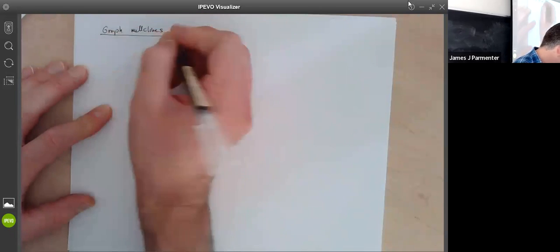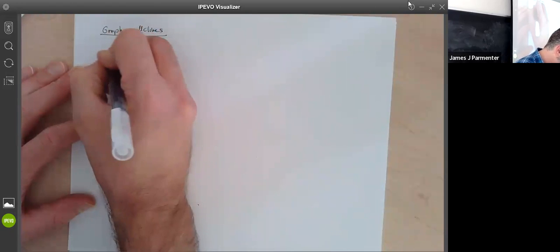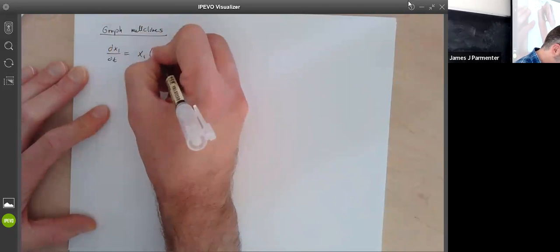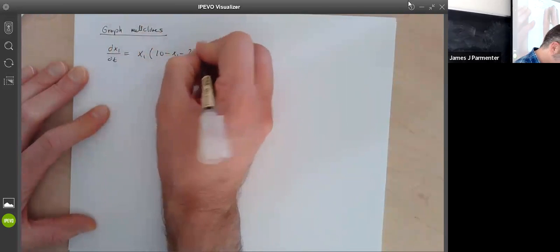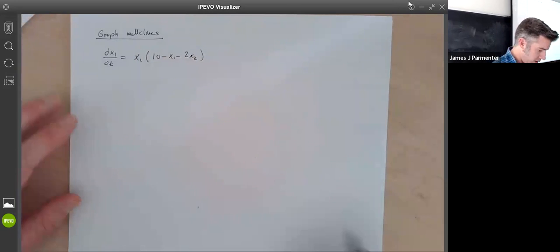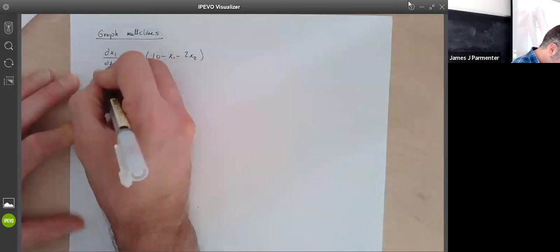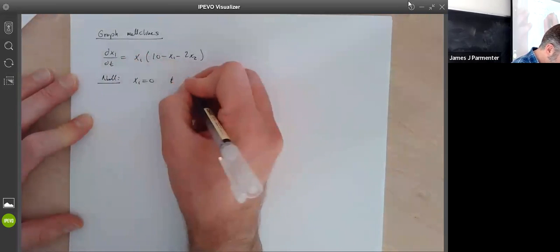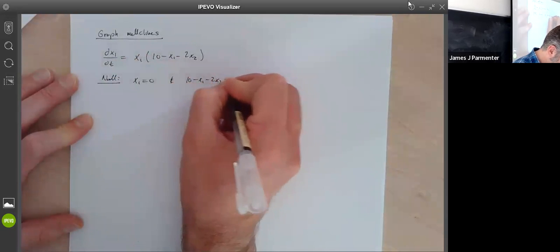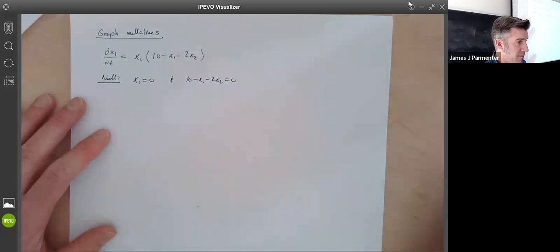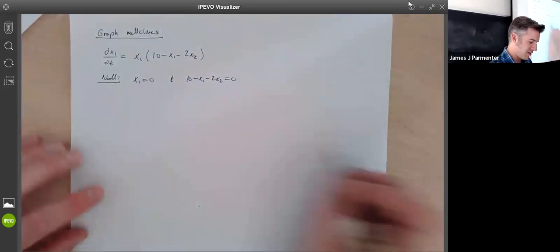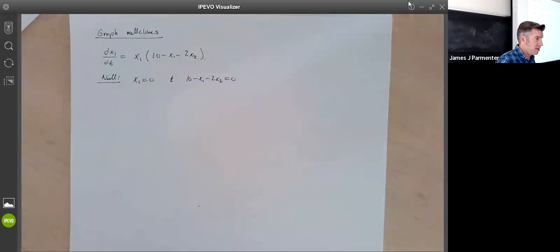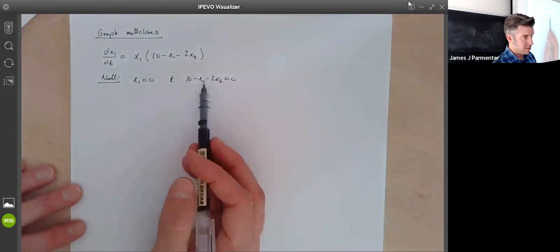Here are our equations. We have dx1 dt, and I'm going to write it factored this time: x1 times (10 minus x1 minus 2x2). So my null lines for this one are either going to be x1 equal to 0 and 10 minus x1 minus 2x2 equal to 0. To make it easier to graph, this is going to be a line. You could solve for x2, like a y equals something, but this line isn't too bad to graph.